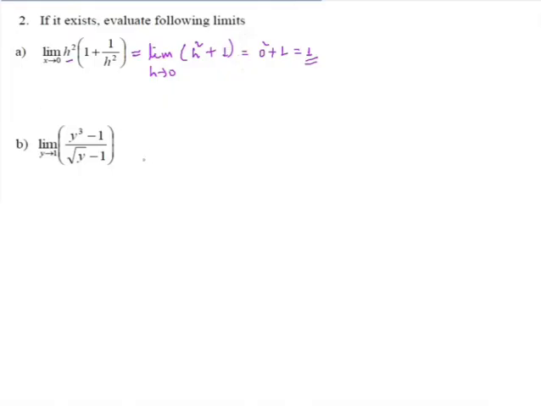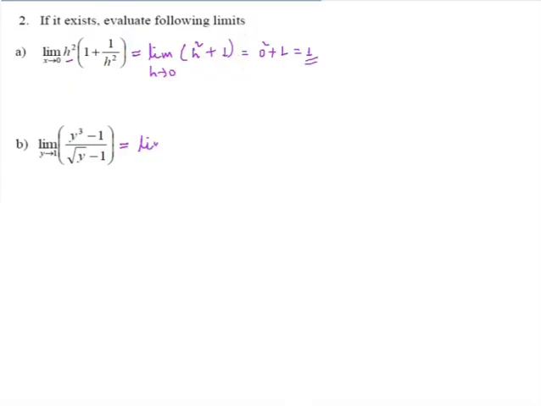So let's see the b part. In b we do have a certain limit. If we directly substitute 1 in this expression, it becomes 0 over 0, which is called indeterminate form. In this case we use either simplification or L'Hopital rule. I will show you different methods: first simplification, then L'Hopital rule.